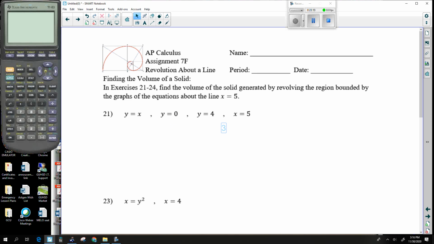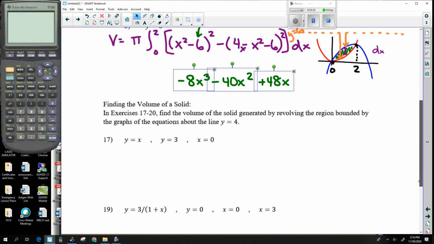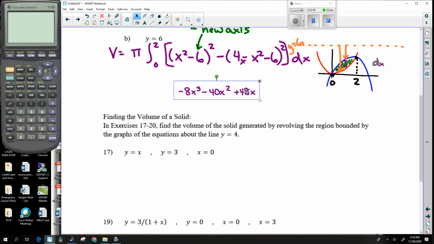I usually do all of that work on a separate sheet of paper or somewhere on the side, someplace out of the way. But anyways, this is my resultant polynomial. I'm pretty sure I'm right. It's all good until algebra gets involved.